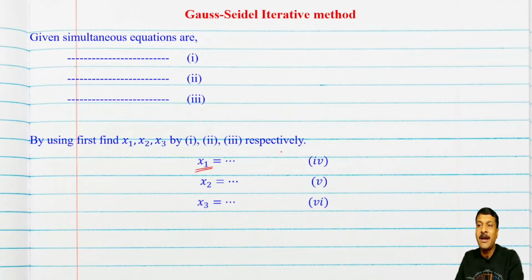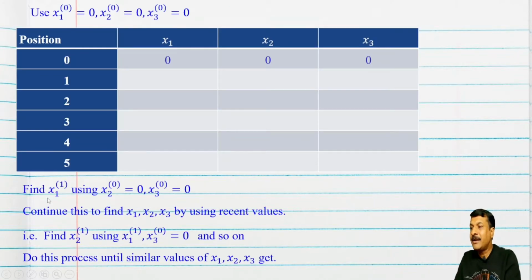Find x1 by using x2 and x3 at the first position. It means that here we have it like this. So what am I getting? I am getting x1 at position 1, meaning first position. So I will get this value by using the recent values, this 0 and this 0.